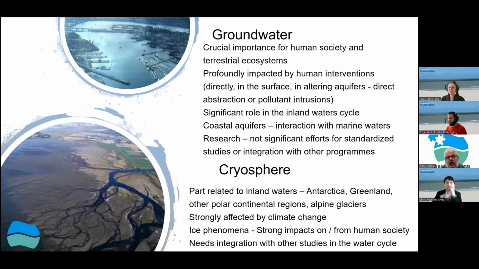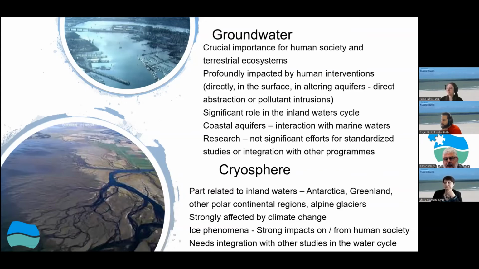Very few words, as I said, about groundwater. Groundwater has a crucial importance for us in order to survive, and also for terrestrial ecosystems. We have managed to mix up the groundwater natural cycles, either directly on the surface, through abstraction or generating pollutant intrusions. And groundwater has a significant role in the inland water cycle. Coastal aquifers are also extremely important in trying to understand the interaction between freshwater aquifers and the marine waters. And here we need to focus research again, because we have not had a significant effort for standardized studies or integration with other programs.